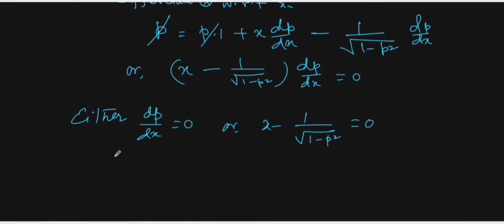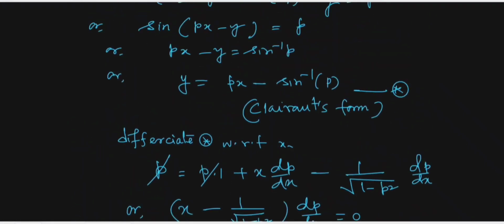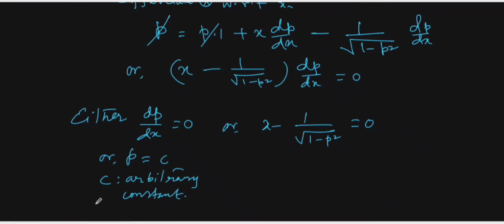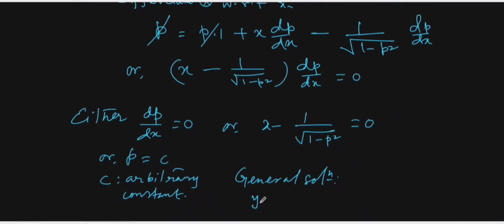So dp/dx equals 0. From here we will get p equals c by integration, and c is an arbitrary constant. If we put the value back into star, we will get the general solution. So the general solution: star is y equals px minus sin inverse p, so y equals cx minus sin inverse c. This is the general solution.